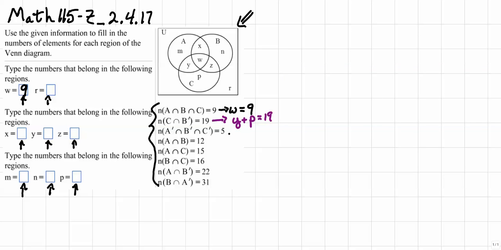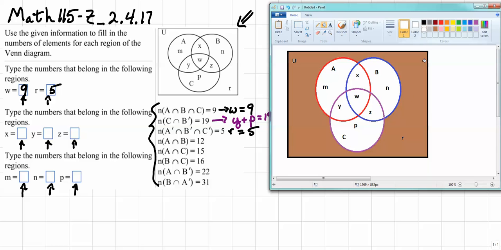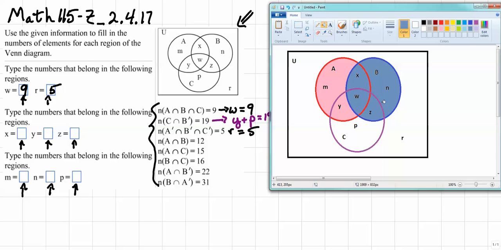So we'll go back into this program, and we know that R is equal to 5. So I can put 5 right here. The next one is the number of A intersect B. That's going to be where A and B overlap. Let's go back to this program and look at it carefully. Here's A, and then here's B. The only area where both of them overlapped was right here in X and W. So that means that X plus W is equal to 12. So we'll go ahead and write that down.